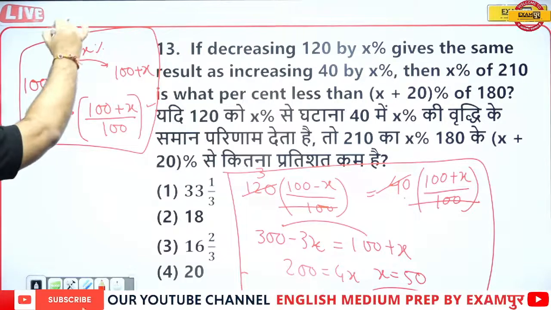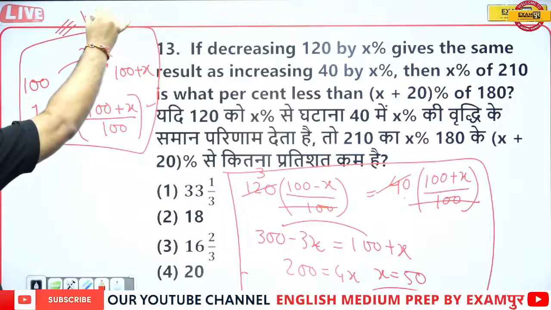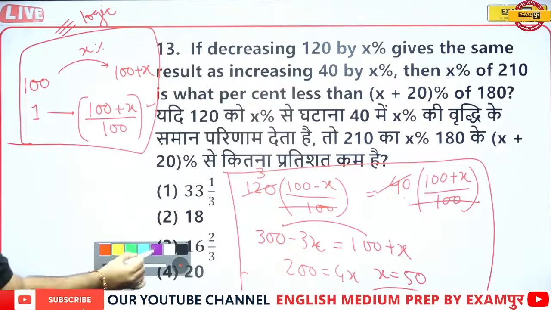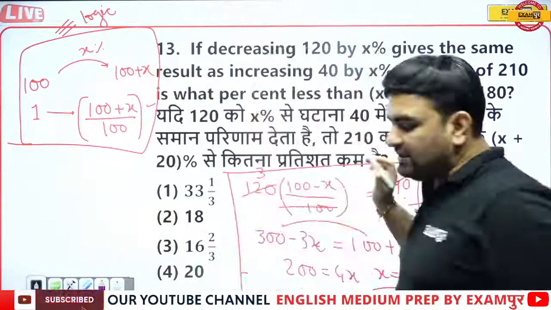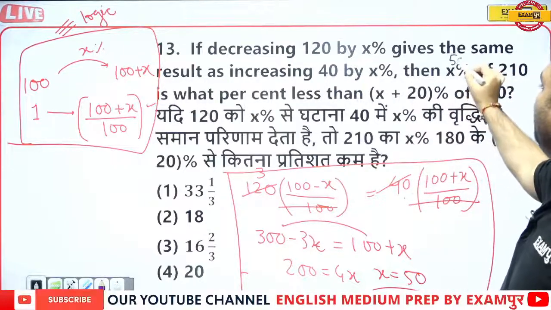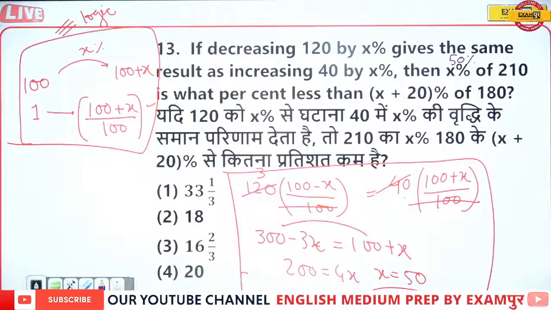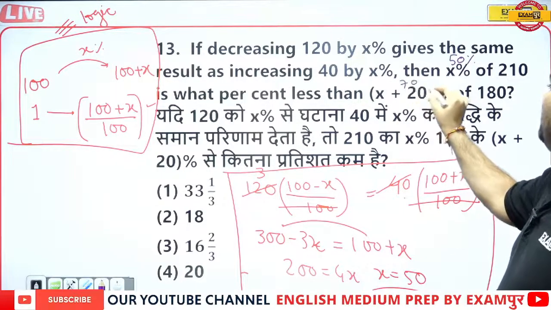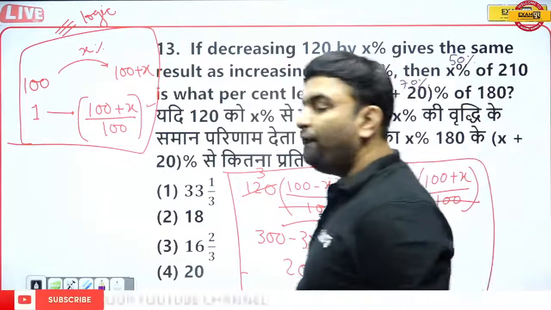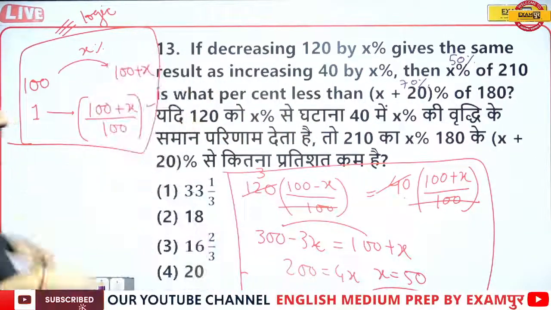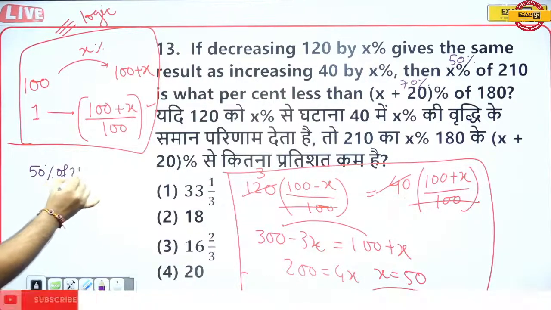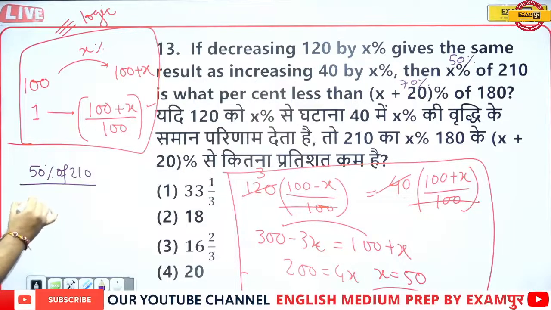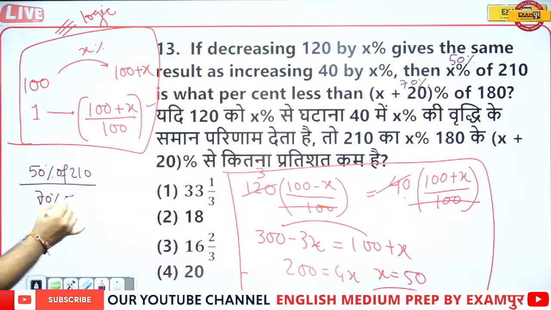This was logic. Now the second part of the question is: if x is 50, then 50% of 210 is how much percentage less than 70% of 180?